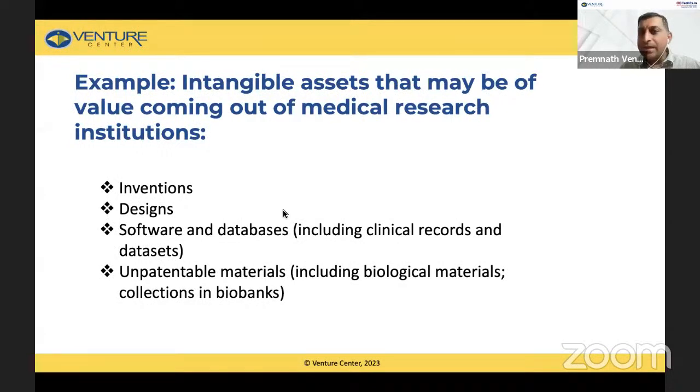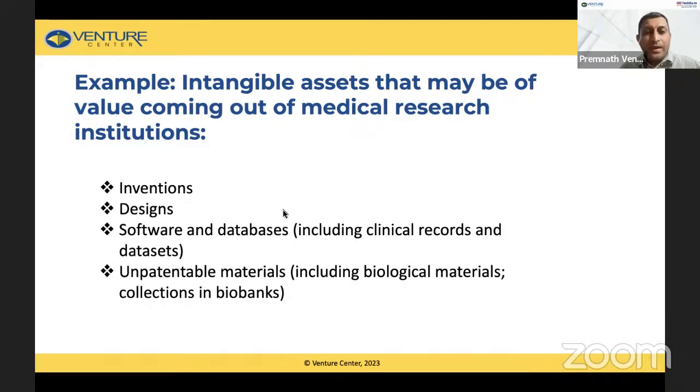If there is a printed circuit board, you might have layouts. So many things are possible. Similarly, in a medical research institution, you might have, besides inventions, designs, maybe of surgical tools, maybe of certain devices that you want to make.